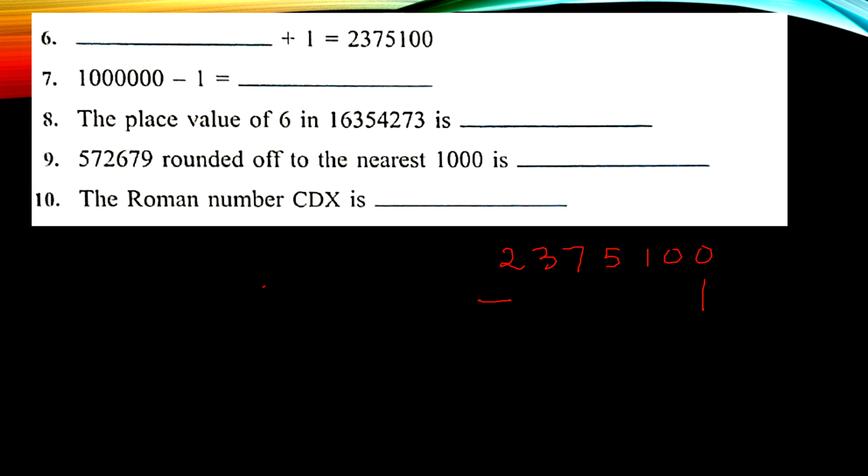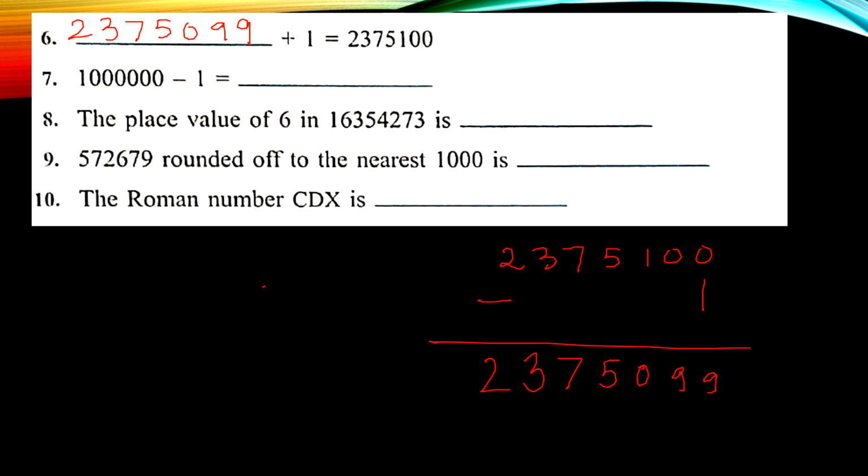Okay. So if you subtract it, you will be getting 9905732. So your missing number is 2375099. And this one you have to subtract. This is a direct question. You just have to subtract. So just subtract it.